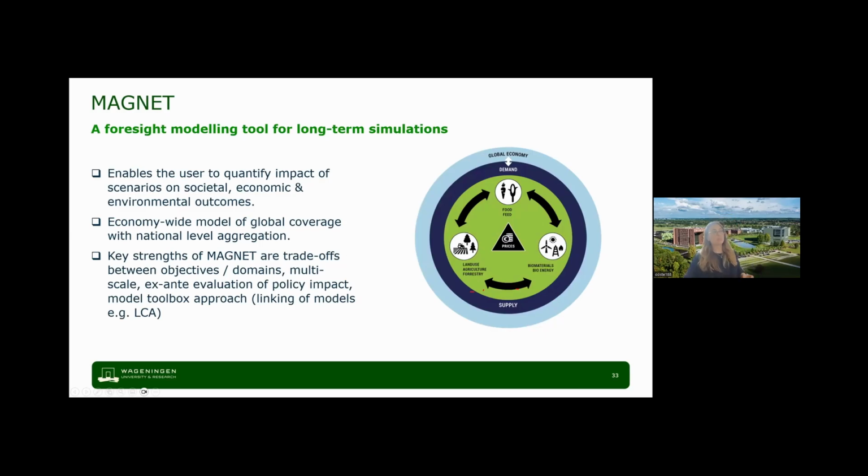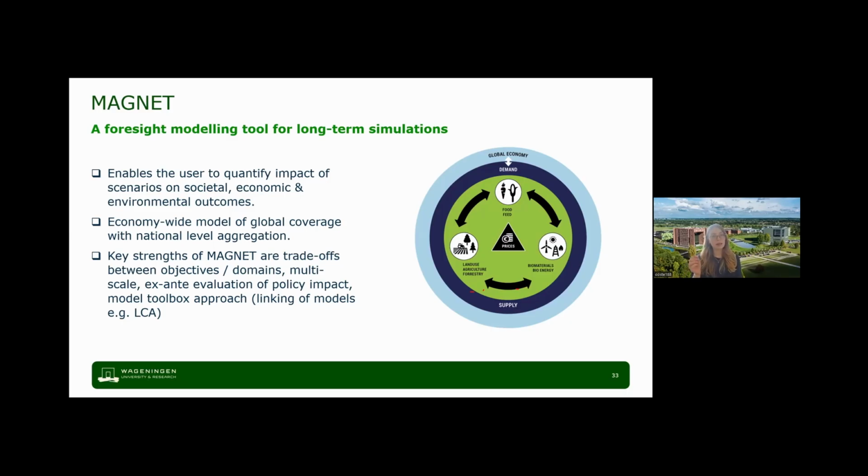So as I said, Magnet is a foresight modeling tool for long-term simulation. It's a macro equilibrium model, and it's used to model the global economy, let's say, and all the sectors in it. So it's economy-wide, global coverage with national level aggregation. So they don't have a level lower than the national. Their key strengths are the trade-offs between objectives and domains, and a multi-scale and ex-ante evaluation of policy impact.